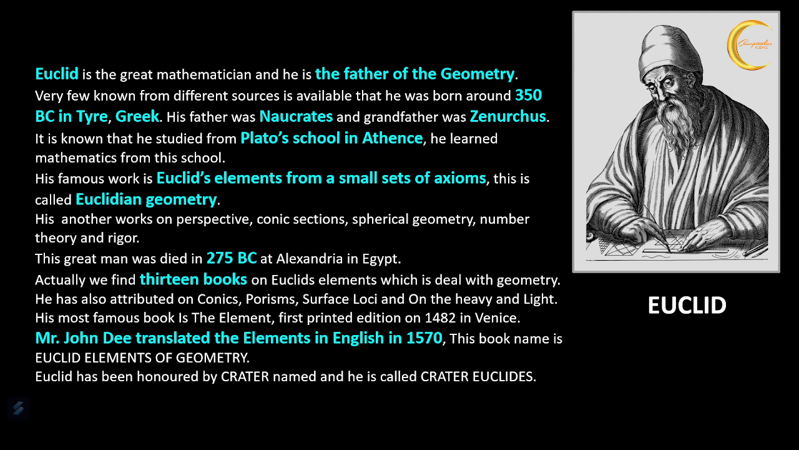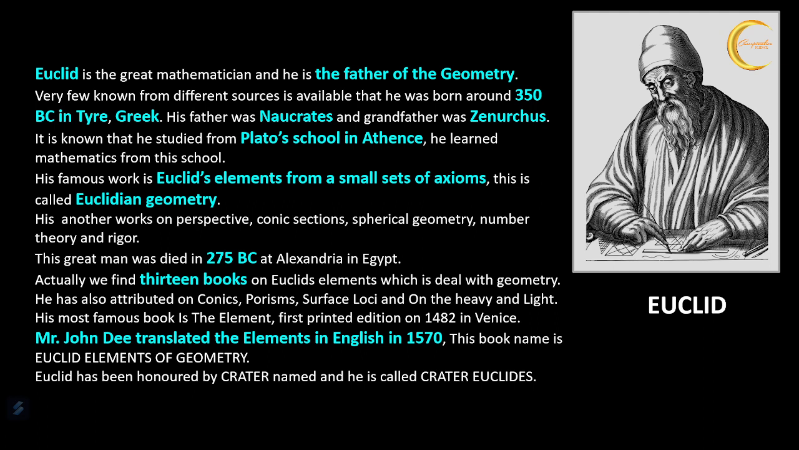He was born around 350 BC in Greece, and he studied at the great Plato School in Athens, where he learned mathematics. His famous work is Euclid's Elements, built from a small set of axioms, and this is called Euclidean geometry. He also wrote on perspective, conic sections, spherical geometry, number theory and rigor.